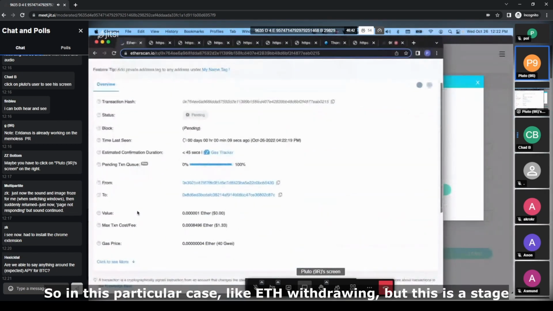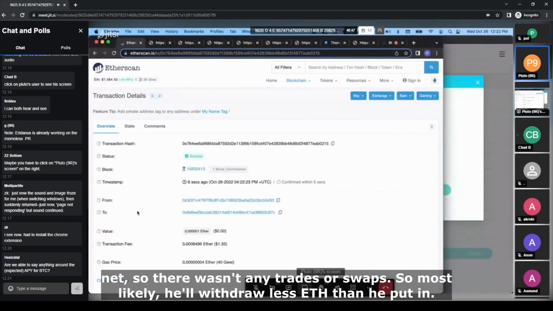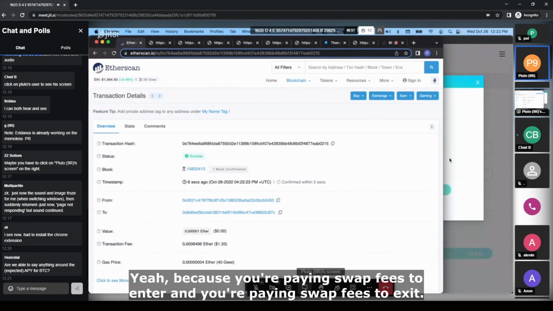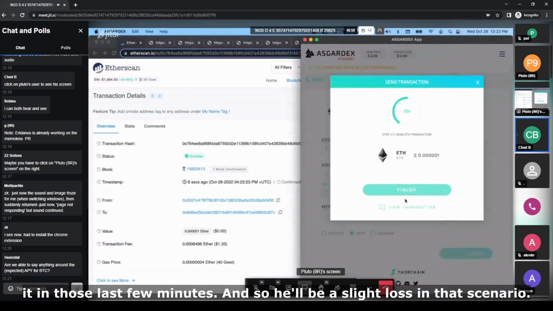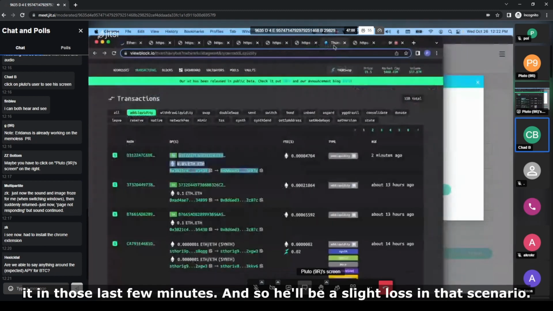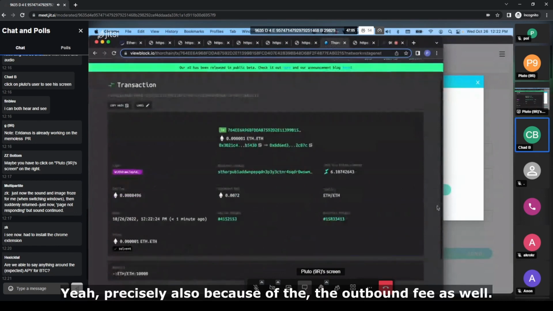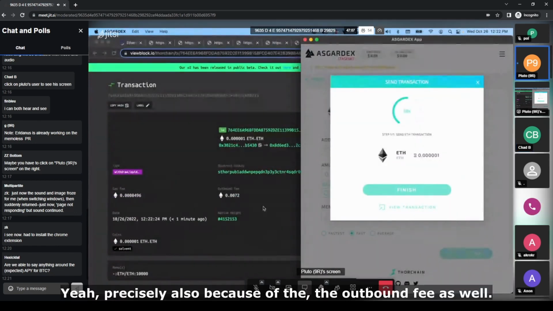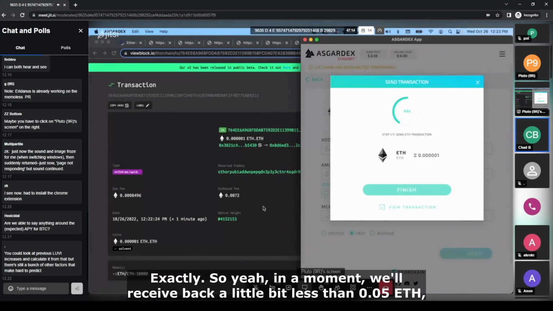So in this particular case, he's withdrawing, but this is StageNet, so there weren't any trades or swaps. So most likely he'll withdraw less ETH than you put in. Yeah. Because he's paying swap fees to enter, and then paying swap fees to exit. And between those two points, there was no yield because nobody was swapping on stage in those last few minutes. And so he'll be at a slight loss in that scenario. Yeah, precisely. Also because of the outbound fee as well. Right, outbound fee, gas fee, all that stuff has to be calculated and accounted for. Exactly.